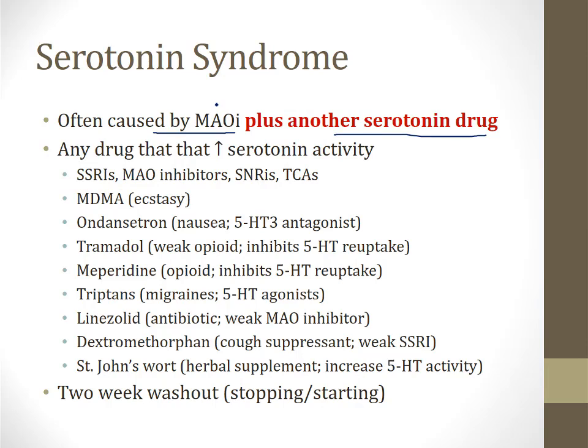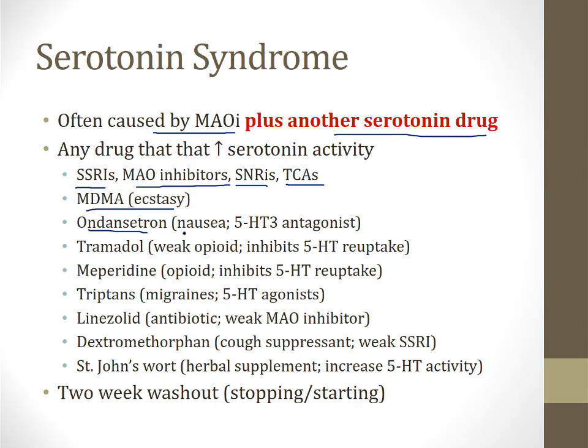These are all high yield for you to know for Step 1. So if a patient on a MAO inhibitor took another type of antidepressant like an SSRI or an SNRI, which we'll talk about later, or a tricyclic antidepressant, this could boost serotonin levels to the point that the serotonin syndrome would develop. Patients who abuse ecstasy, which is also called MDMA, this is a drug of abuse, this boosts serotonin levels and that can lead to the serotonin syndrome in someone on a MAO inhibitor.